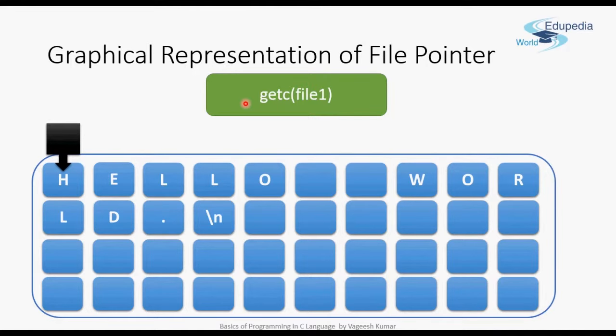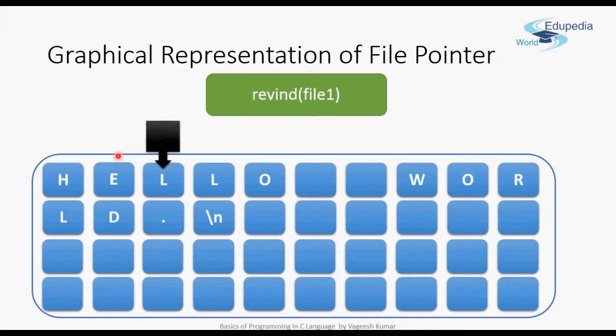Once you pass the pointer, it will read the character written at that particular location of the file, and it will also move the pointer to the next location. Now again, suppose you call the getc function, it will read the next location, give you the value stored there, and then move the pointer to the next location. So this will keep on continuing.